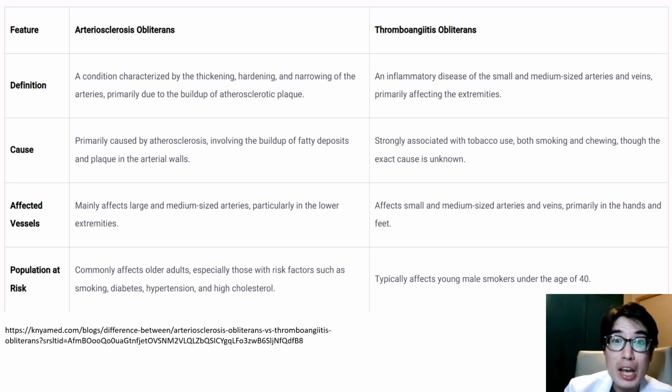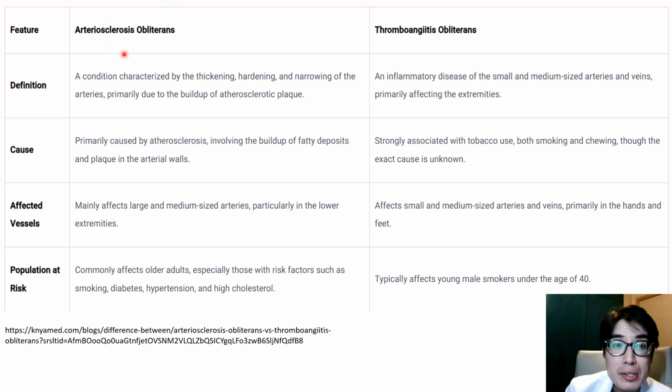Arteriosclerosis obliterans and thromboangitis obliterans are two vascular conditions that impact the blood vessels, leading to reduced blood flow and a variety of symptoms. There are, however, key differences between their etiology, the vessels affected, the population at risk, and the treatment. Not to mention, this is a very common pathology exam question.